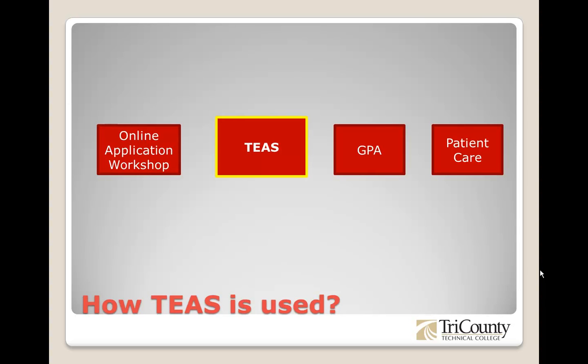TEAS is actually used in 2 ways. First, it is one of 4 required components that make you eligible to submit your clinical entry application form. The other 3 required components are participation in the online application workshop, minimum GPA, and patient care training. Those components are described in separate presentations. The second way TEAS can be used is by helping make your application more competitive. We'll provide more information on that later in this presentation.